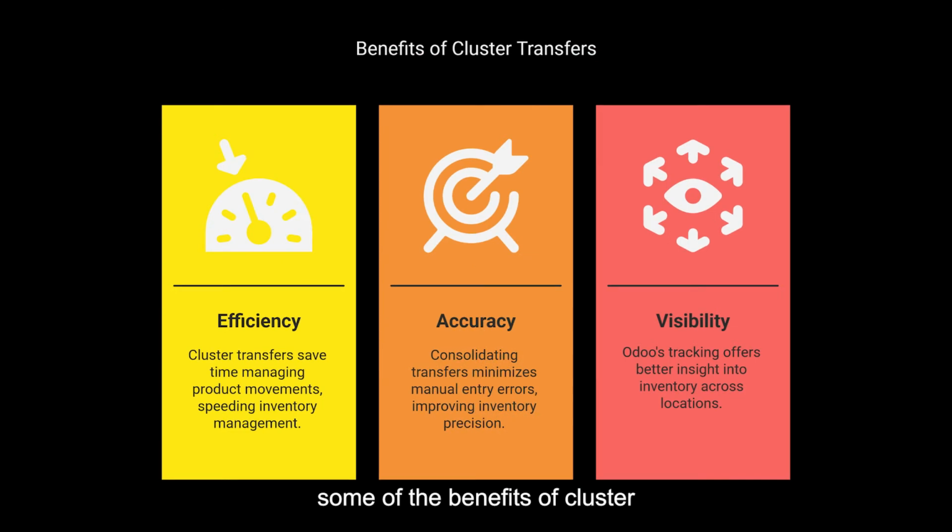Let's see some of the benefits of cluster transfers. The very first one is the efficiency. Cluster transfers save time managing product movements, speeding the inventory management. Next, we have the accuracy. Consolidating transfers minimizes the manual entry errors, improving the inventory precision. Then the last, we have the visibility. Odoo's tracking offers better insight into inventory across locations.